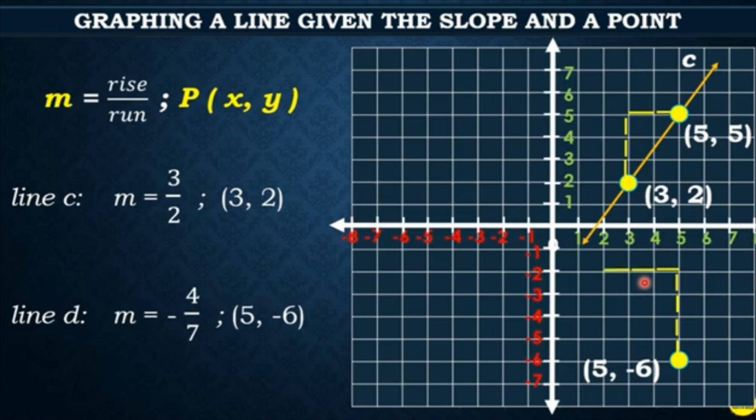1, 2, 3, 4, 5, 6, 7. So here's your point. And this is point negative 2, negative 2. Okay. So we can now graph the points, or graph the line. Okay. So this is the graph of your line D. Okay. Let's have another.